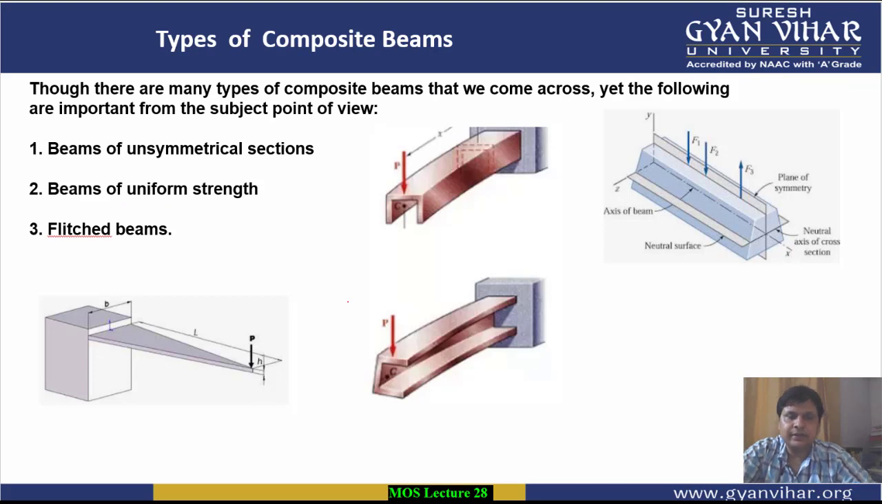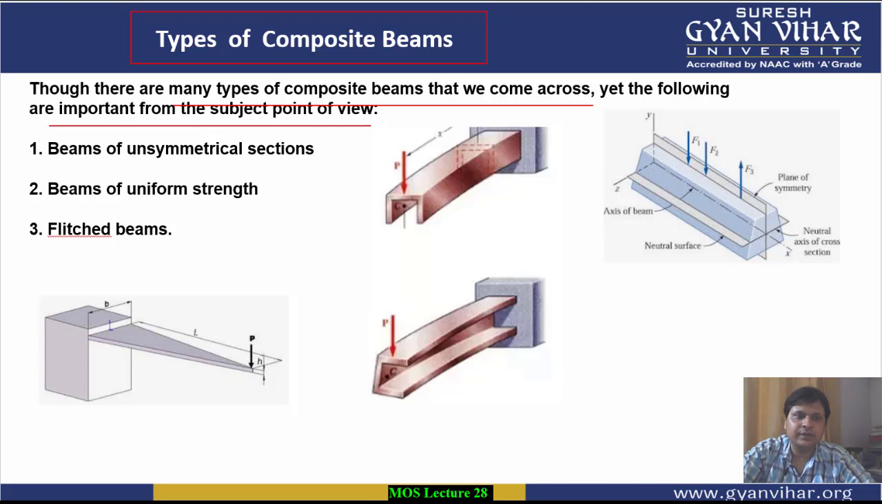Now there will be three cases which we will discuss in the case of composite beams. Though there are many types of composite beams, the important ones from the subject point of view are three. One, beams of unsymmetrical sections, like the T section, or like the L section. The L section is not a symmetrical section. You can see this L section cannot be considered as a symmetrical section. So these are unsymmetrical sections.